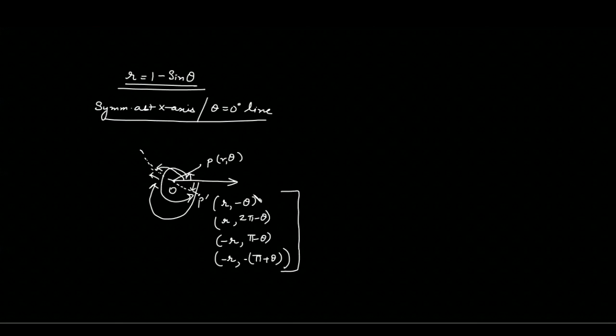So first of all we put this point. We consider r comma minus theta. We replace r with r. This is our left hand side. We replace theta with minus theta. So this will become 1 plus sine theta, which is not equal to r. So left hand side is not equal to right hand side. So this point does not satisfy the graph.